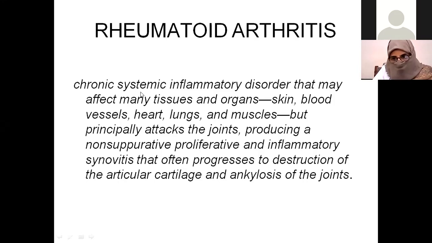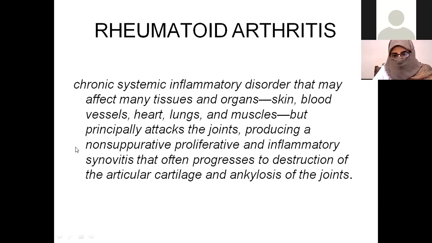Because along with the joint, it is affecting other systems of the body as well, like skin, blood vessels, heart, lung, etc. Okay, so that is why it is called systemic. Osteoarthritis is a disease of joints. It's not going to affect the lung, it is not going to affect the heart, etc. Okay, so it is a chronic systemic inflammatory disease that may affect many tissues and organs, but principally it attacks the joints.